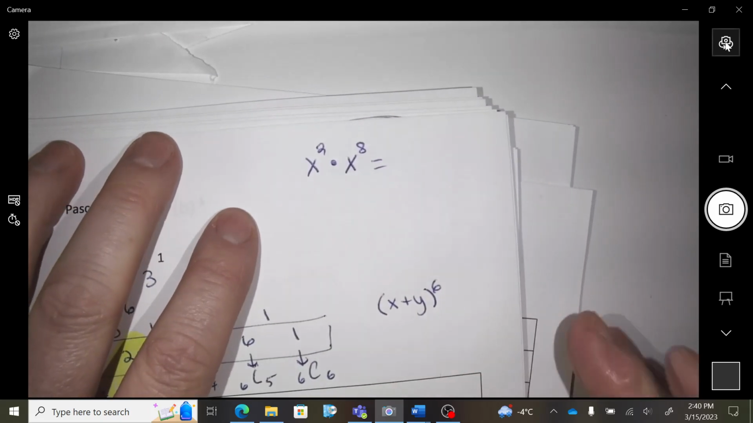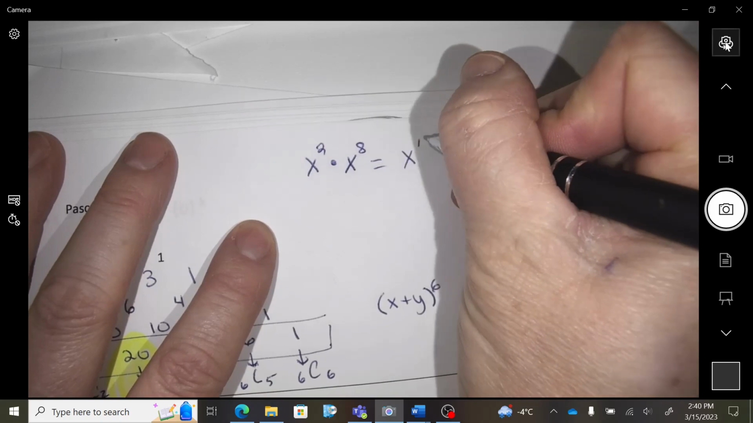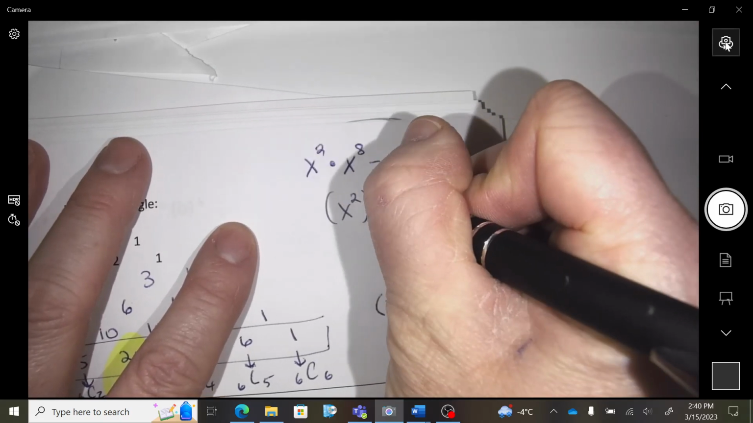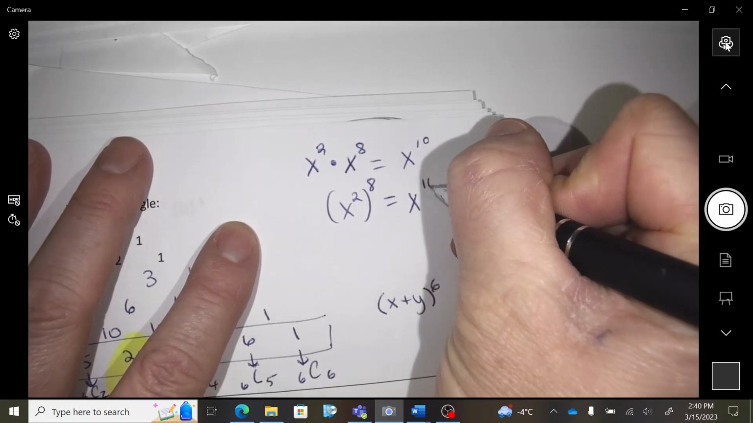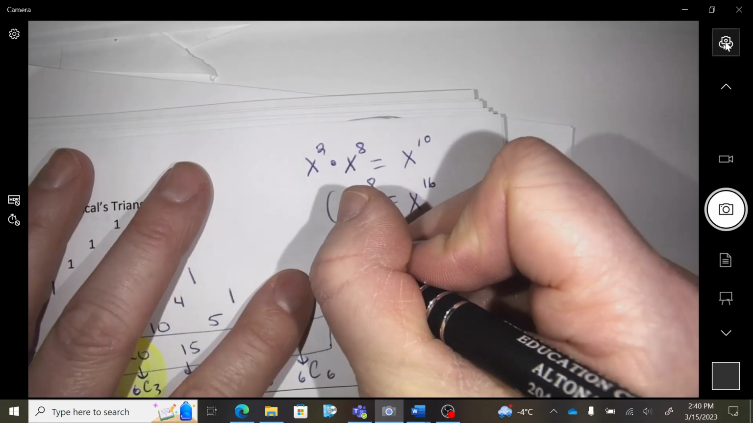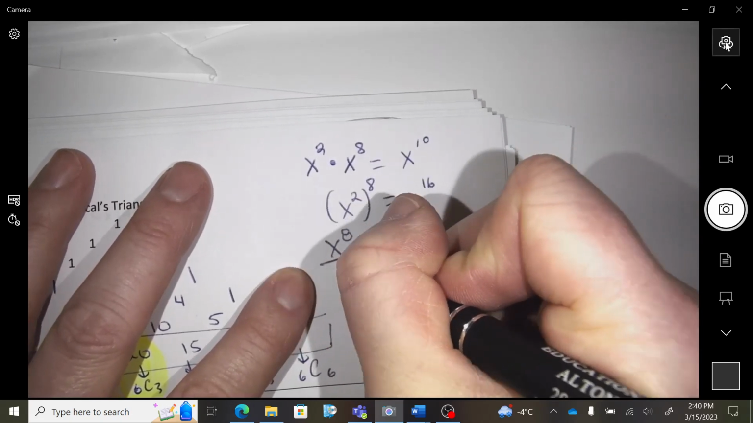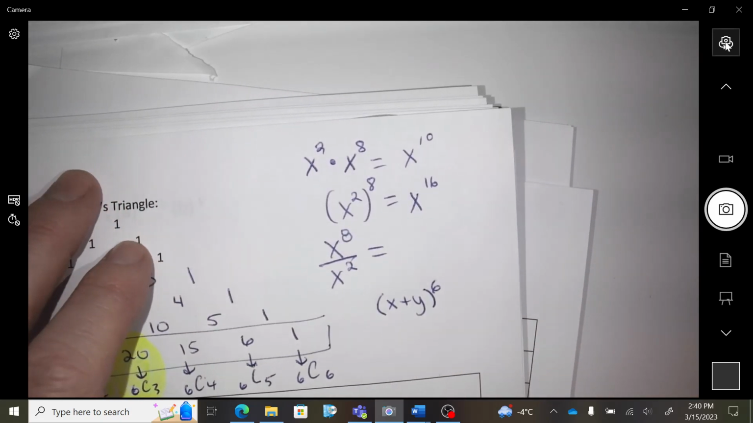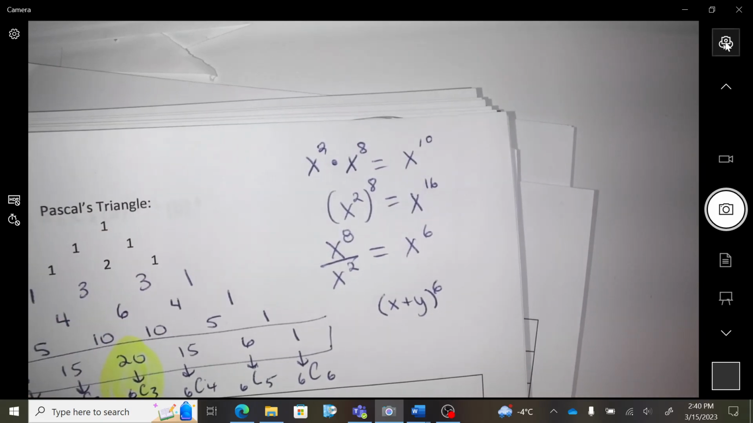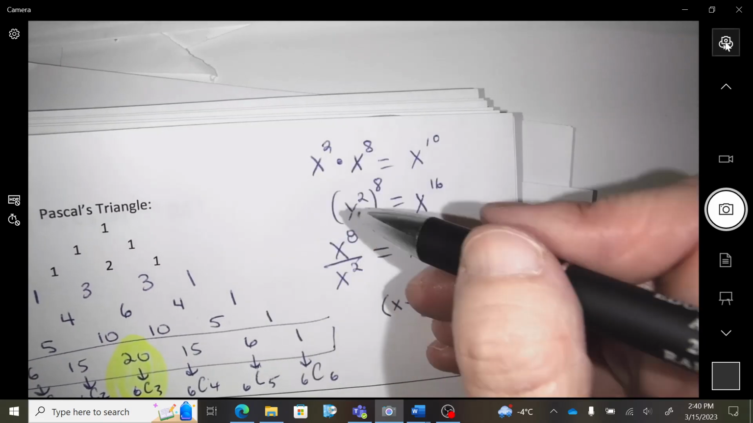X squared times x to the 8th equals x to the 10th. X squared to the 8th equals x to the 16th. What else did you learn? x to the 8th divided by x squared equals x to the 6th, right? Remember that stuff?